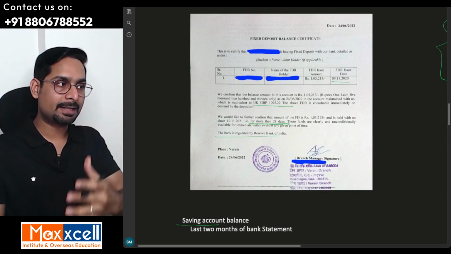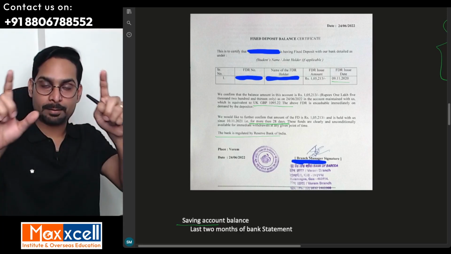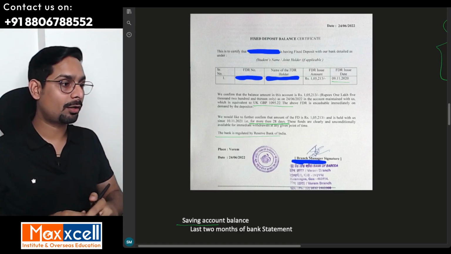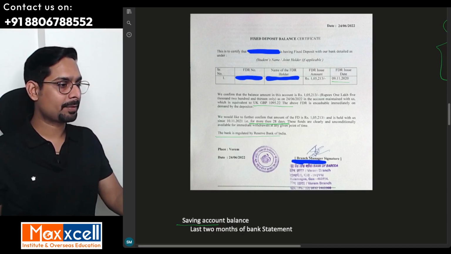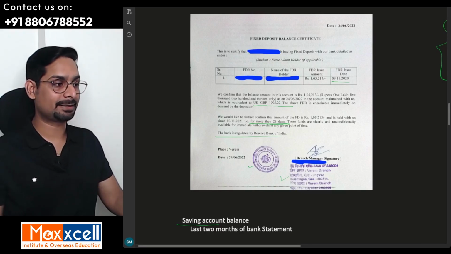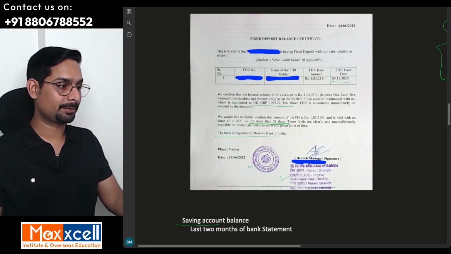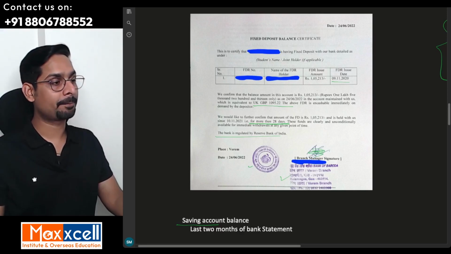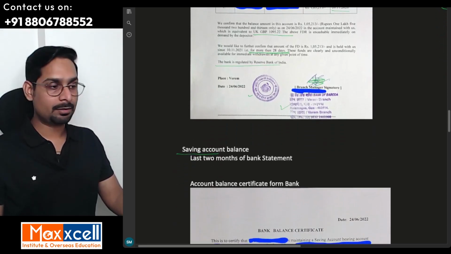The balance certificate has to be either on the letterhead of the bank, or it should be properly stamped with the round stamp of the bank and the bank manager's stamp, and then the name and signature of the bank manager over here. All right. So this is about fixed deposit.